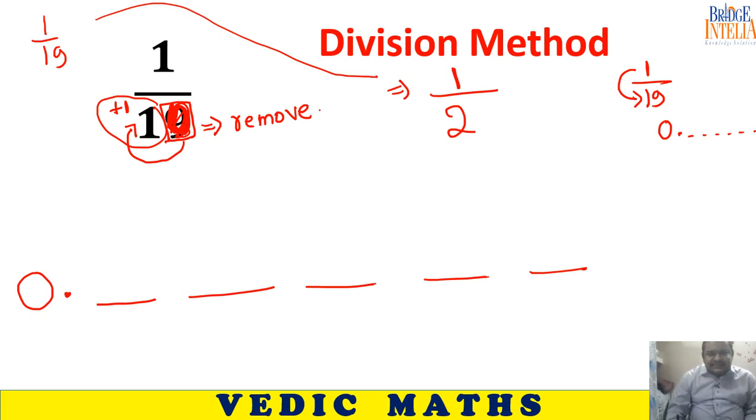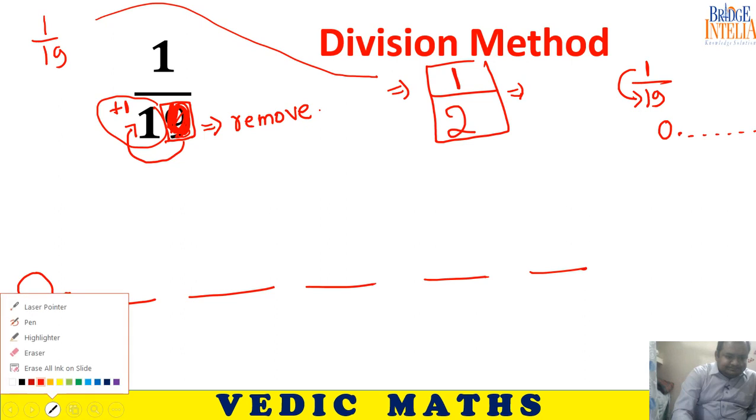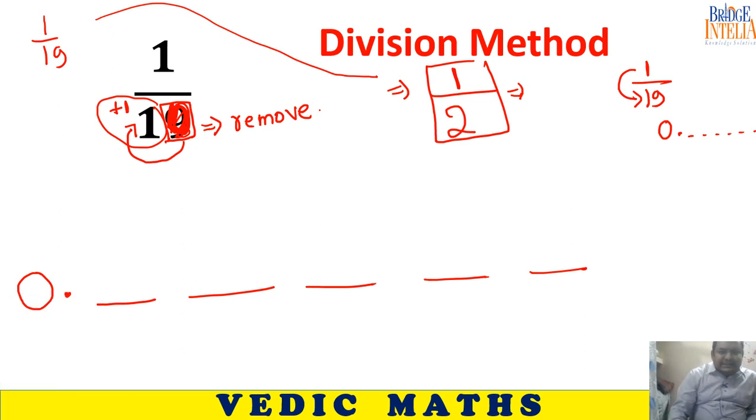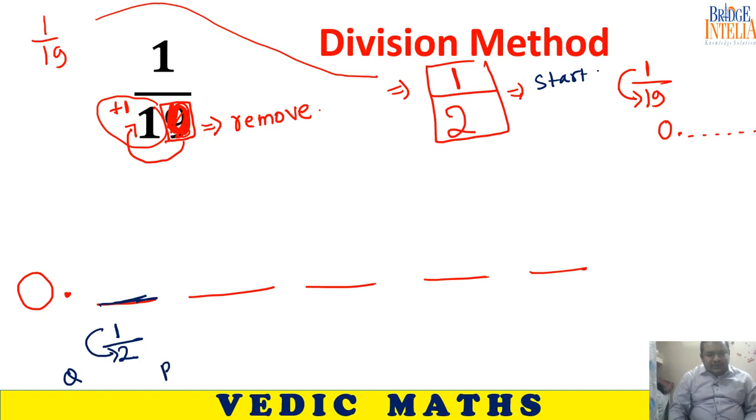Let us fill these blank spaces one by one. We start our calculation from here, and then we apply the concept of quotient and remainder. To fill the first blank space, you have to start from here. What happens if you divide 1 by 2? What will be the quotient? What will be the remainder?